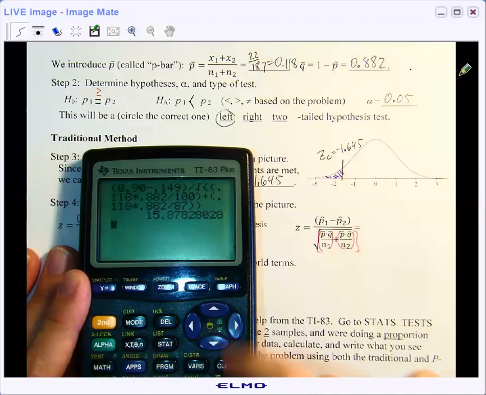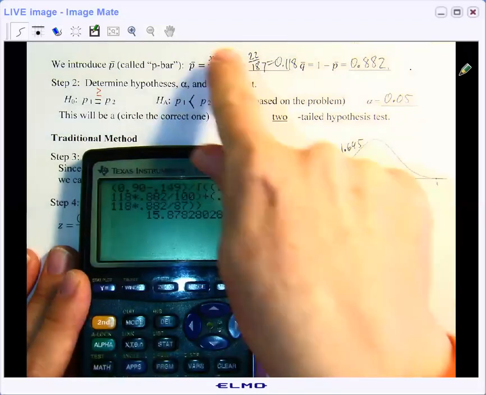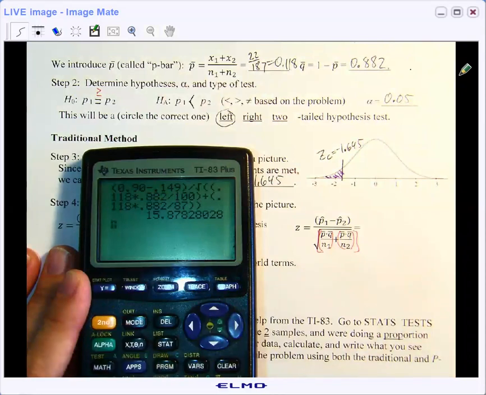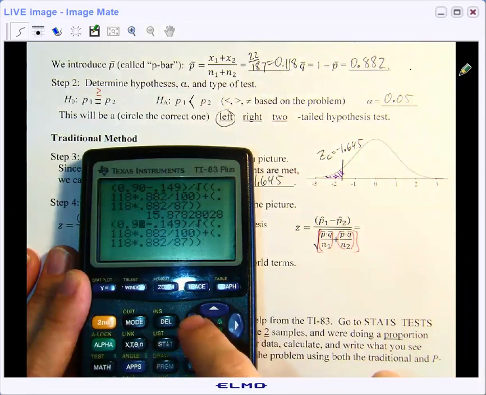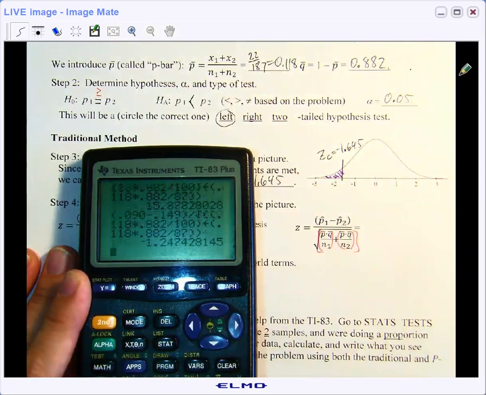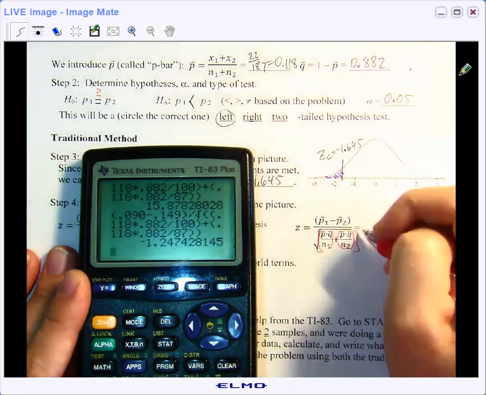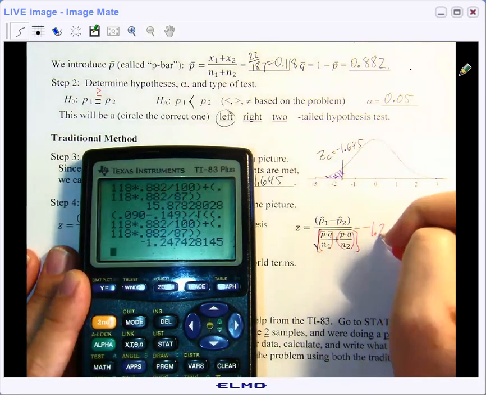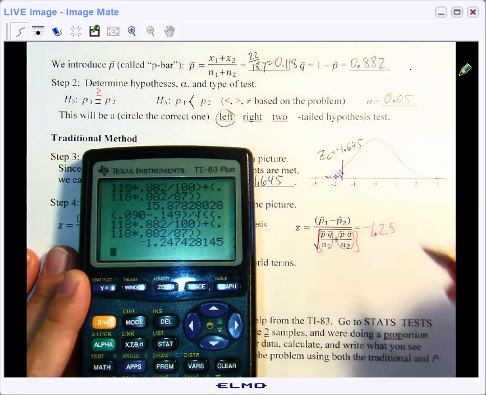Hang on. Aha, I found out my problem. I didn't hit the 0 hard enough here, so I'm going to do second enter and change this back up to be 0.090. Okay, all right, so my test statistic comes out to be negative 1.25 to 2 decimal places.